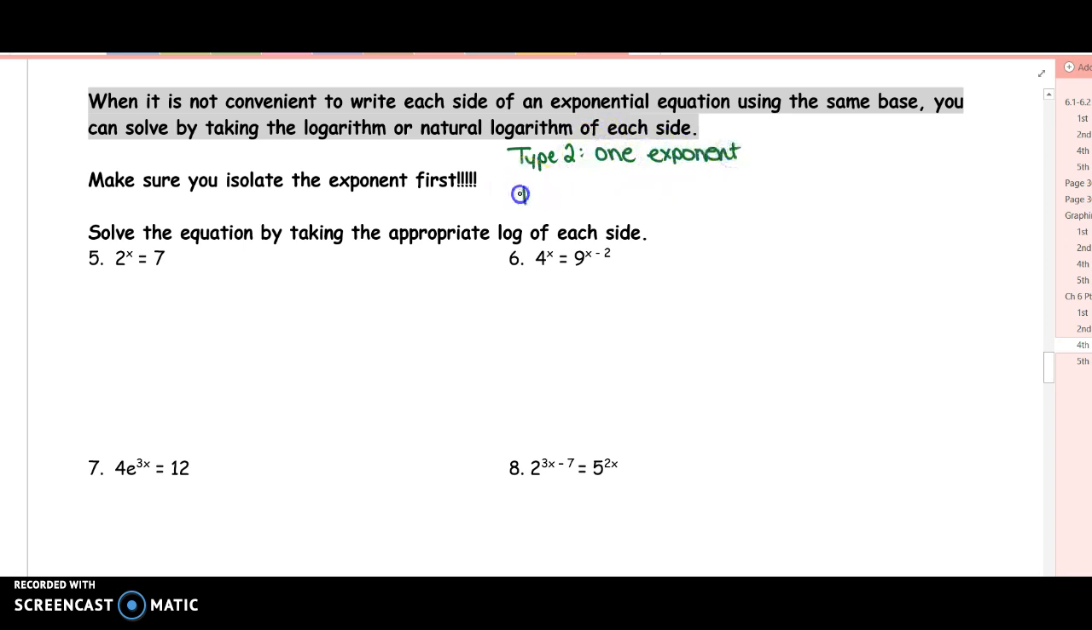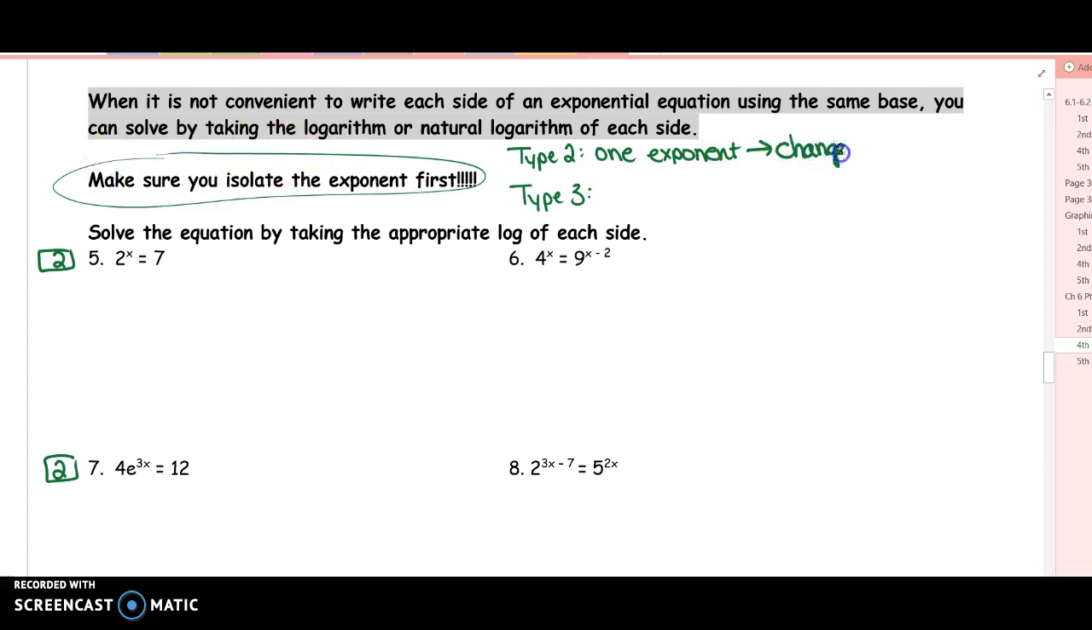On the next page, we're going to have type 2 and type 3. If there's only one exponent, so number 5 is a type 2, number 7 is a type 2. There's only one exponent. If there's only one exponent, you isolate the exponent term first, and then change to log form.